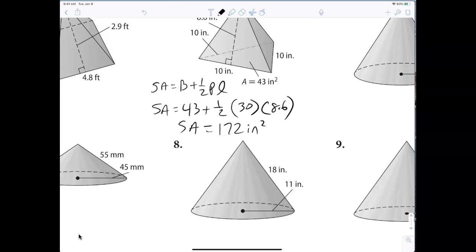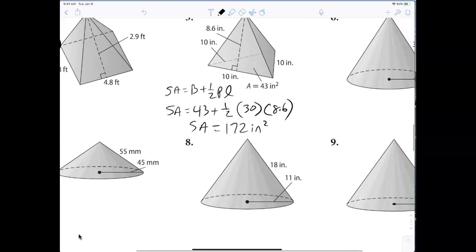All right, everybody double check for me. 43 plus 1/2 times 30 times 8.6. And if you double check, so 172. Is it 172 now? Yeah. All right, so 172 square inches. Everybody good? All right, now I want everybody to look at number 6.